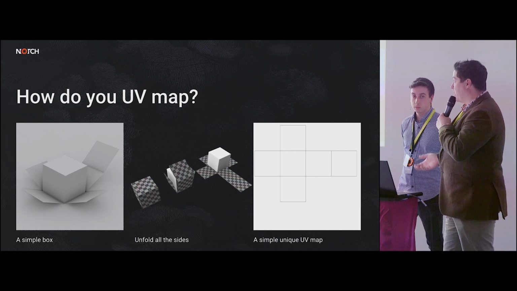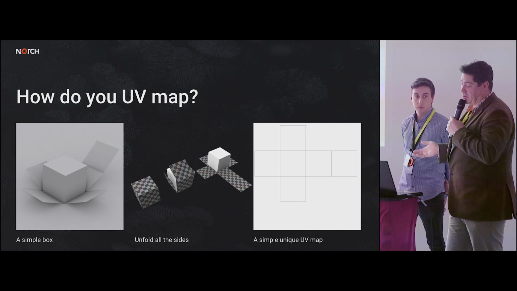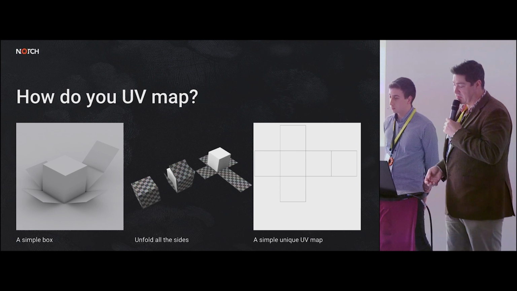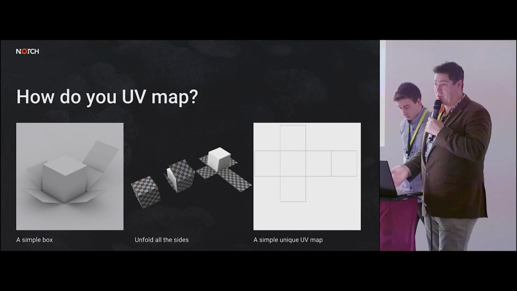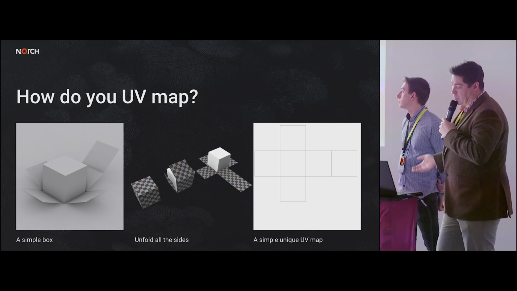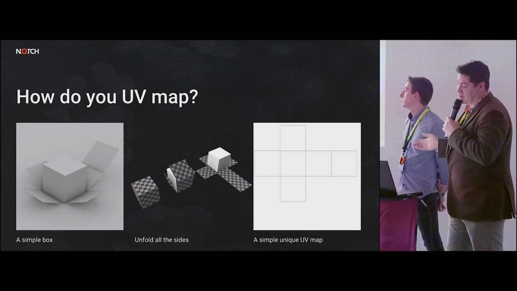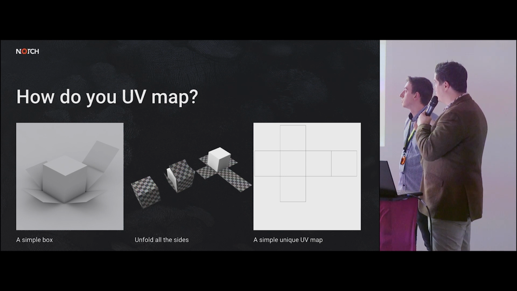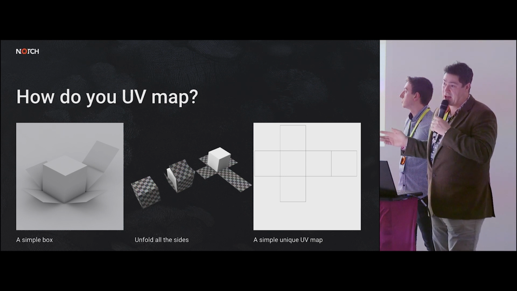So I create all my UVs using Studio Max. I don't create them in anything else. You can use your preferred 3D software. So we take our simple box, we unfold all the sides of the box, and we lay it out as optimally into the texture space as we can.